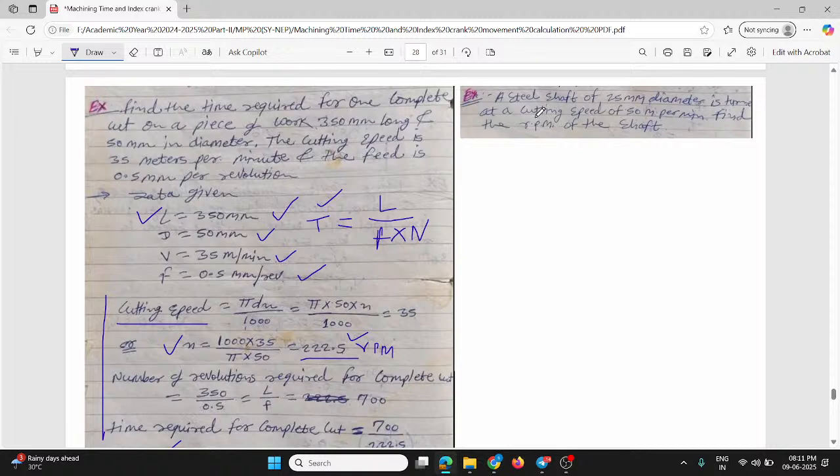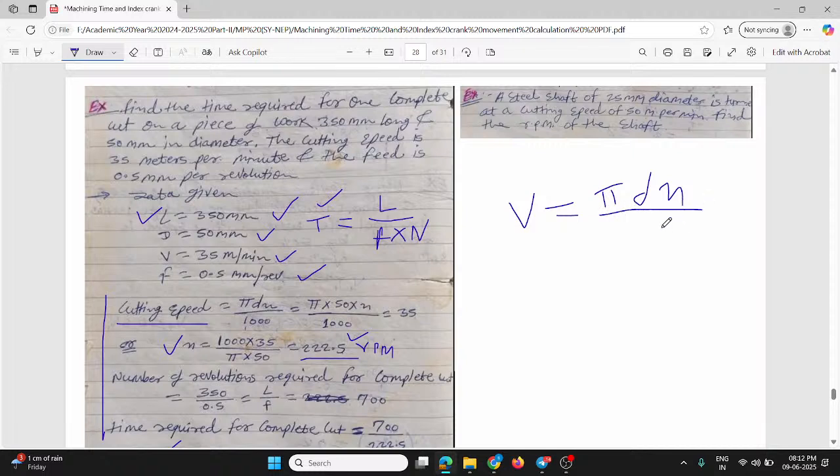The next one, the statement of the numerical, is: a steel shaft of 25 mm diameter is turned at a cutting speed of 50 meter per minute. Find the RPM of the shaft. So very simple. We know the formula for cutting speed, that is V is equal to pi dN divided by 1000.